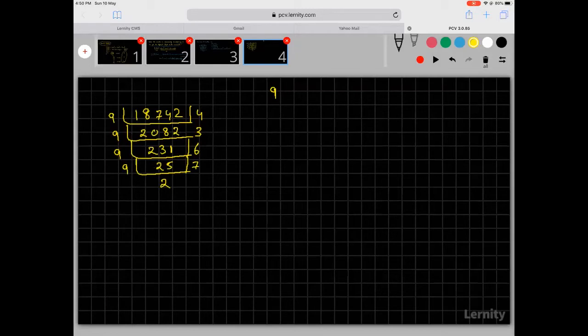So when I take 18742 and divide it successively by 9, the remainders are 43672. So you arrange these in reverse order, you get the number to the base 9. So it is 43672. So this to the base 9 is equal to 18742.